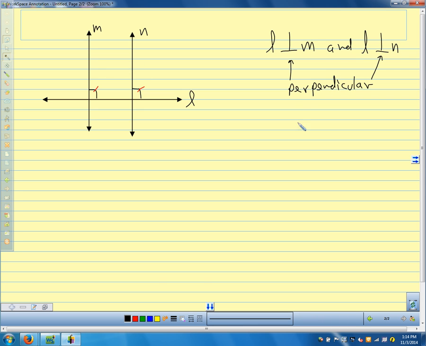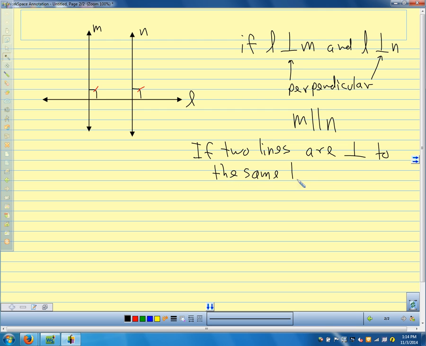They are parallel. So if L is perpendicular to M, and L is perpendicular to N, M is parallel to N. And in words, we would say if two lines are perpendicular to the same line, then they are parallel to each other. So M and N are both perpendicular to line L. That means they're parallel to each other.